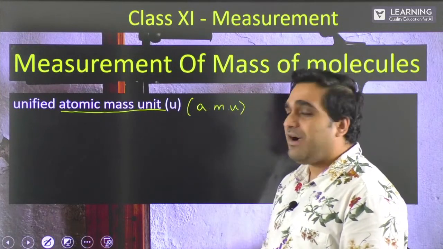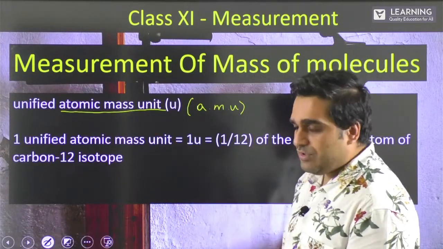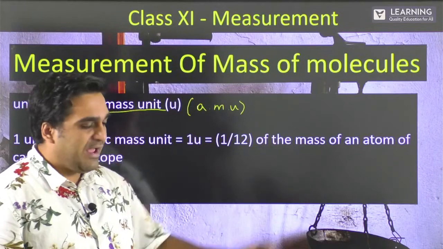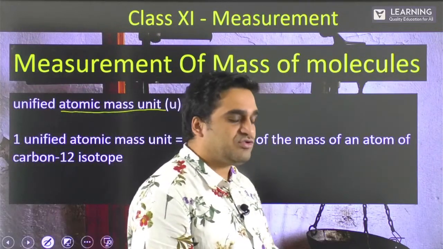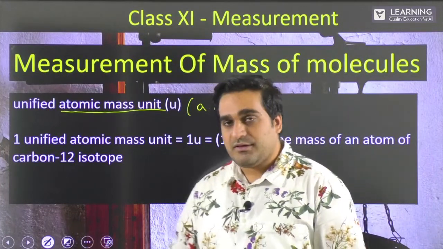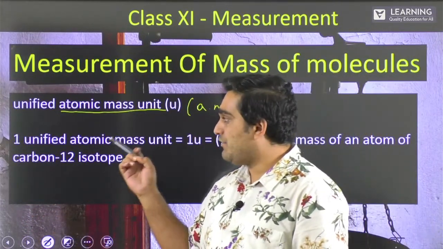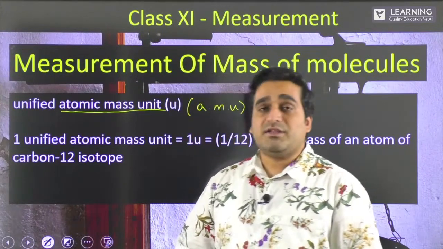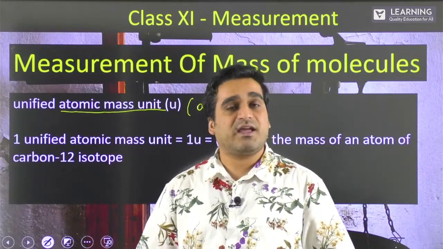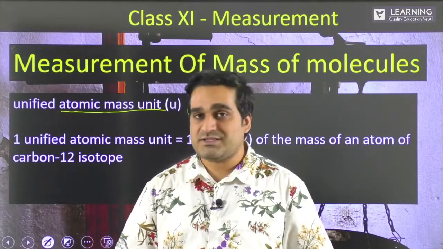So how do you identify this atomic mass unit? One unified atomic mass unit, which is 1 u, is 1 by 12th of the mass of an atom of a carbon-12 isotope. This is how you can identify the atomic mass unit. From this you acquire, which you will also learn soon in your chemistry, what is called the Avogadro number, which is the number of atoms that are present in 1 mole of a substance.